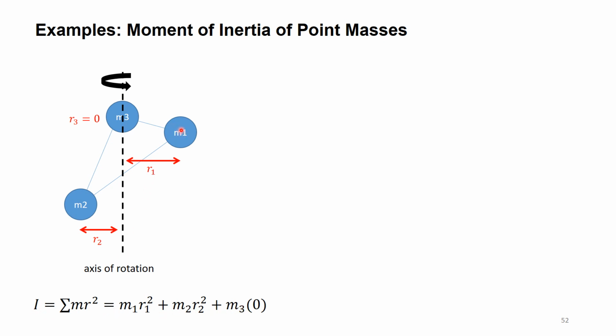Here, let's start with m1. You multiply m1 with r1 square, and then you multiply m2 with r2 square, and multiply m3 with r3 square. But of course, r3 is 0 because you can see the mass lies exactly on top of the axis. So r3 must be 0. You add up all these terms, you get your moment of inertia. The last term becomes 0 just because r is 0. So this is the moment of inertia of this triangle around this particular axis of rotation.